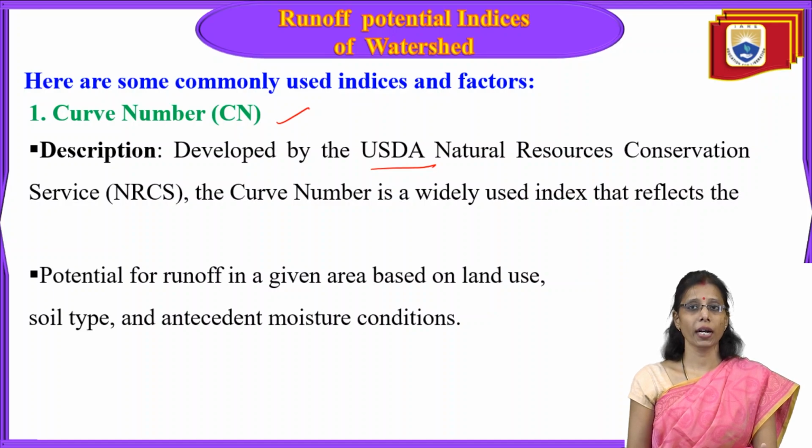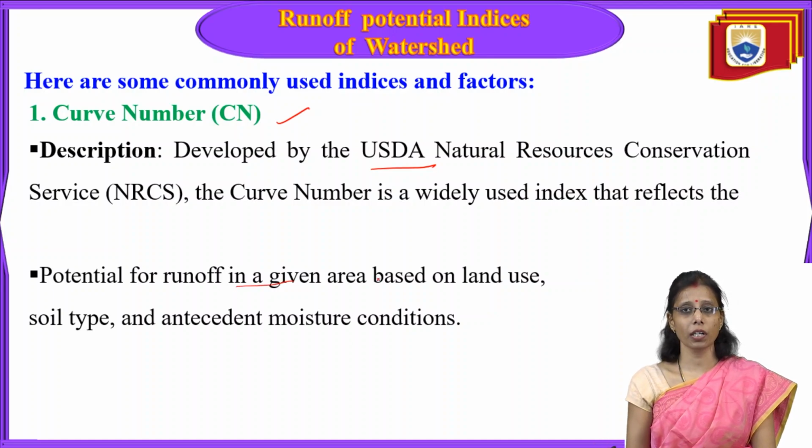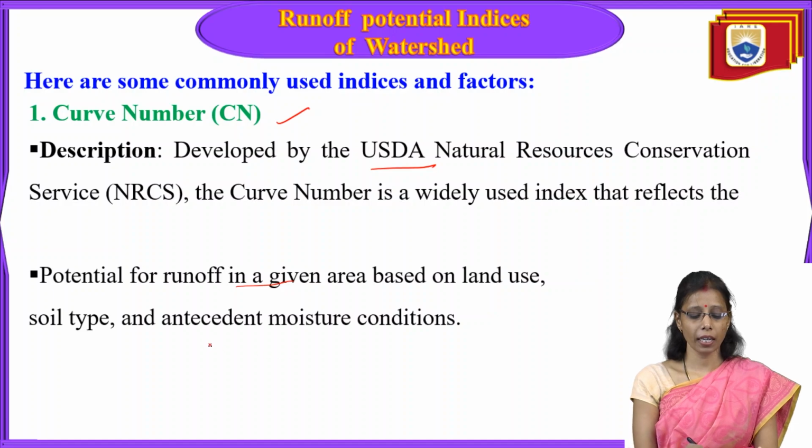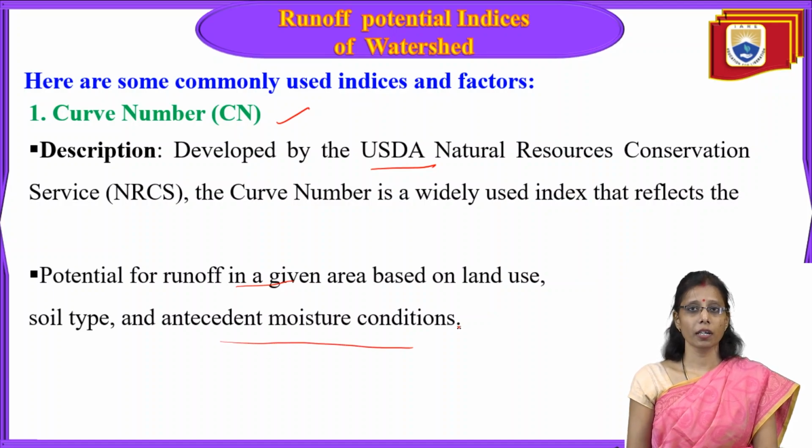The curve number is a widely used index that reflects the potential for runoff in a given area based on the land use, the soil type, and the antecedent moisture conditions. So this runoff will be decided based on the soil conditions. If the soil is sandy, the runoff will be less, because it is capable of absorbing the water. So wherever sandy soil is more, those areas will not be affected by runoff.